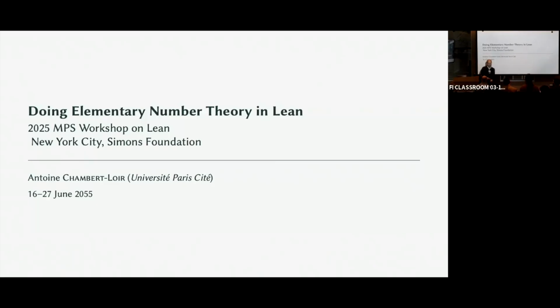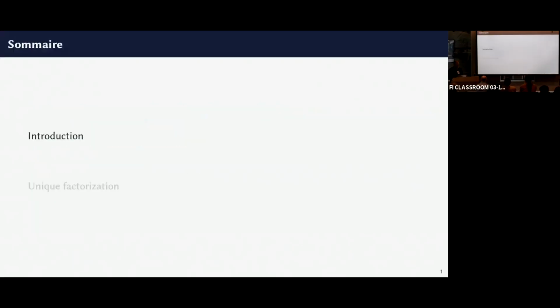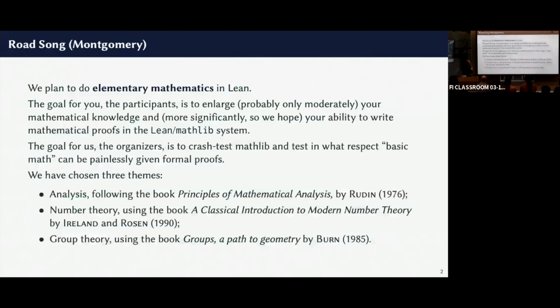We'll do classes about how can we do elementary number theory in Lean. And by elementary, it means it will really be elementary, essentially integers and stuff like that, and not complicate the stuff with integers, but really. So I have only two parts for today, and then we'll have experiments. So we want to do elementary mathematics in Lean.